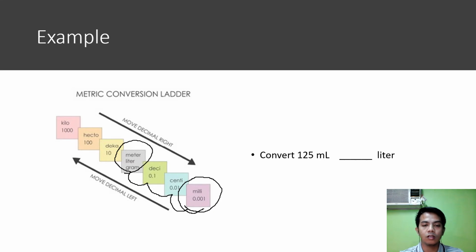Okay, so then the decimal point of a whole number 125 is at the end of the number 5. Since the SI unit is from ml to liter, move the decimal point to the left. Okay, so 1, 2, 3. So the answer will be 0.125 liter.